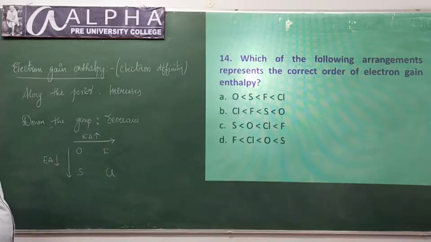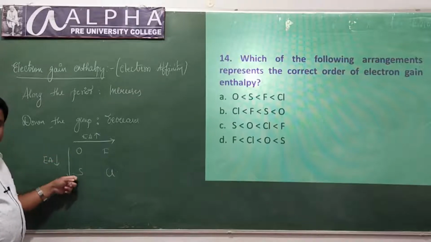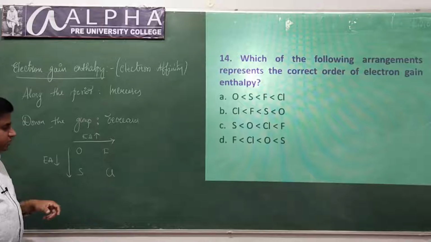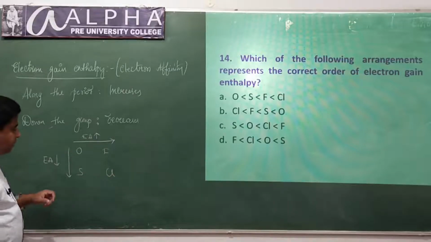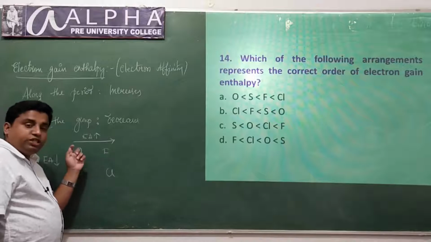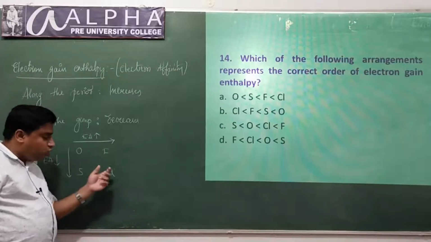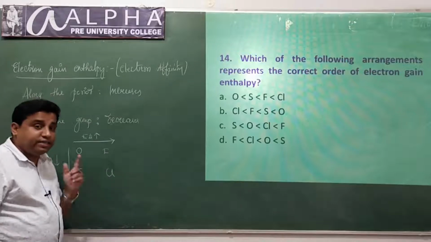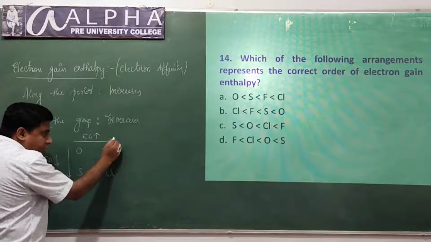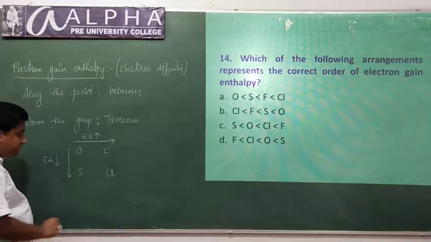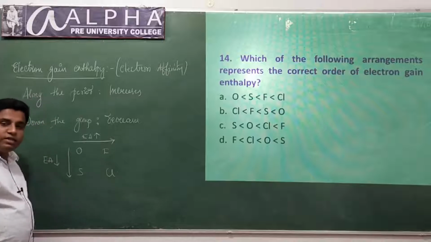Is that correct? So as we go from oxygen to sulfur, electron affinity should decrease. As you go from fluorine to chlorine, electron affinity should decrease. But if you go from oxygen to fluorine, electron affinity should increase. If you go from sulfur to chlorine, electron affinity should increase. Understand the point? Simple. As you go along the period, electron affinity increases. As you go down the group, electron affinity should decrease. So what is the correct answer then?